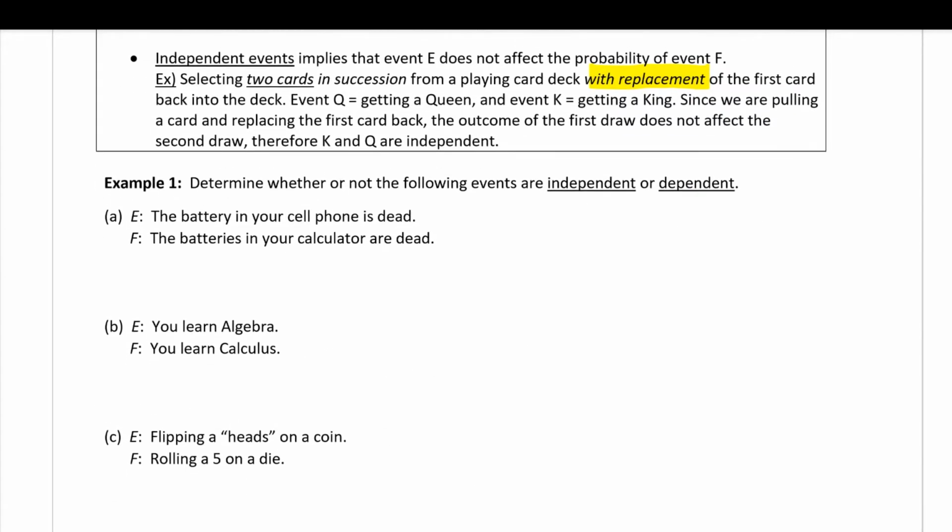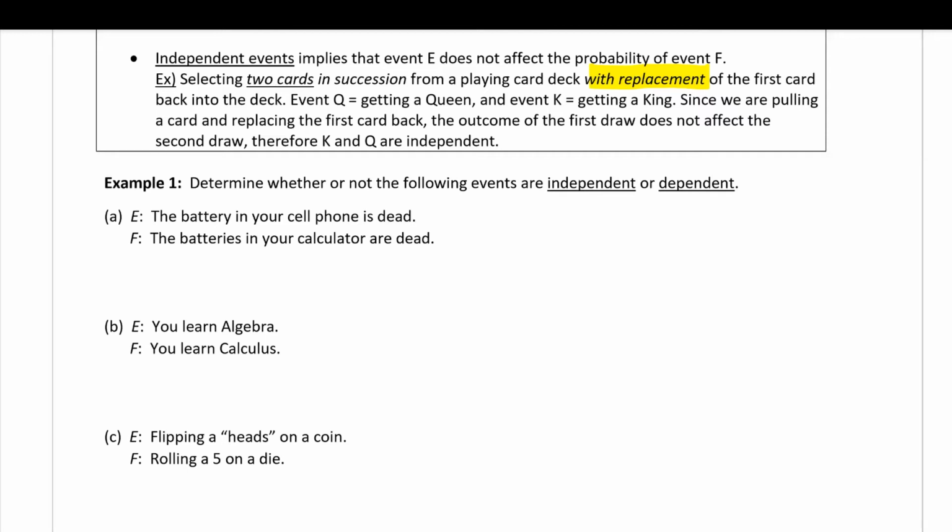All right. So a lot of times, to determine if something is independent or dependent, we require a little bit of intuition. Sometimes just by reading 2 different events, you can intuitively know if they're independent or not. So let's see if we can test our intuition here. The battery in your cell phone is dead. The batteries in your calculator are dead. Are these 2 events independent or dependent? It's a little vague, but I would say that these are 2 independent events because they don't really share the same energy source. They have independent batteries.